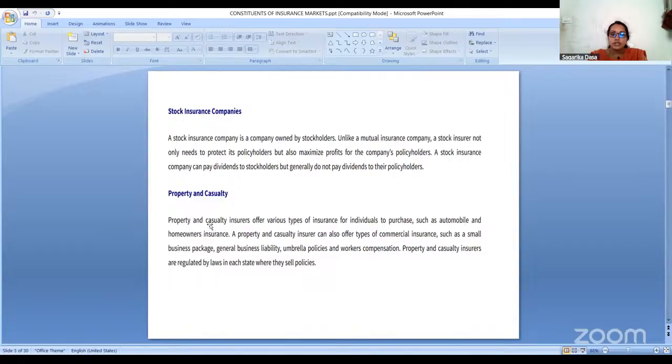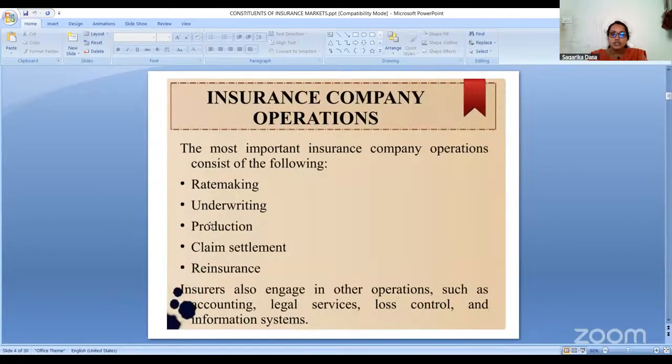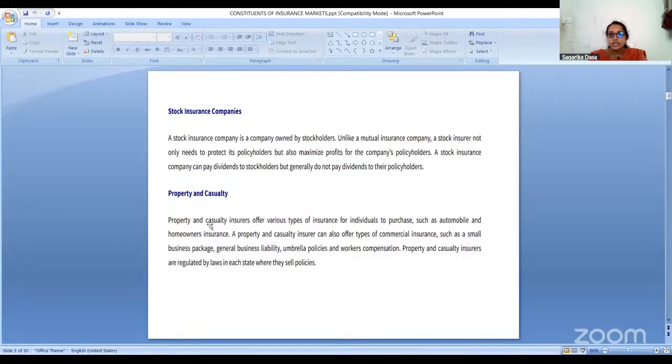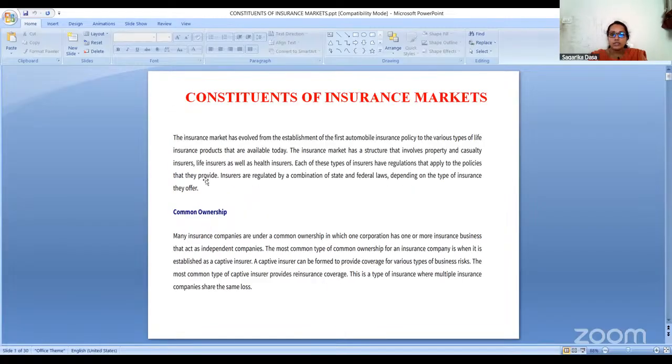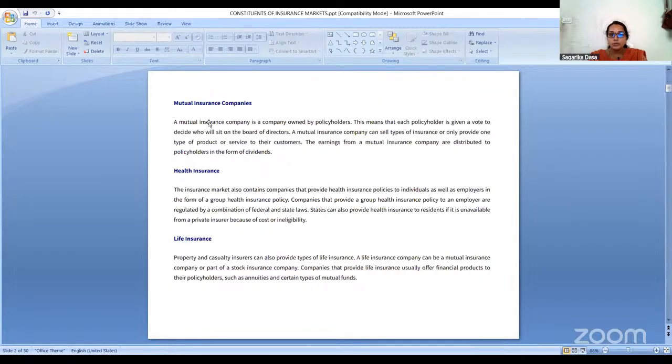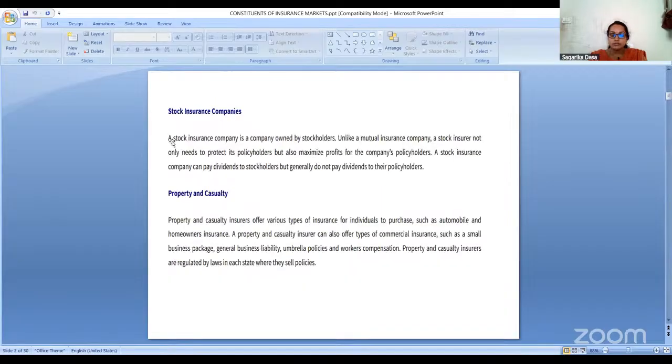Now, these are the constituents of the insurance markets which we have seen. The constituents include mutual insurance companies, health insurance, life insurance, stock insurance companies, and property and casualty, which are the components of insurance markets.